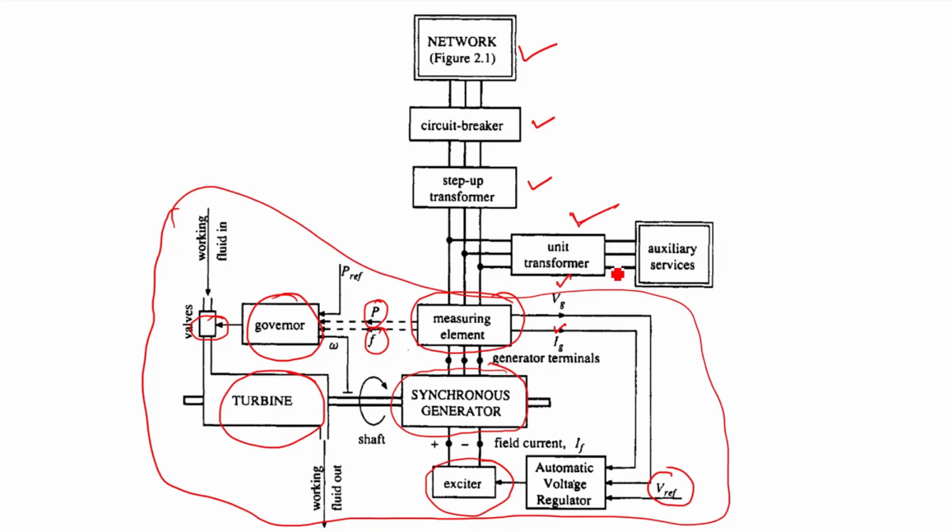Sometimes it is assumed that 10% of the generated power is consumed by the auxiliaries itself. If it is a 200 megawatt generator, then around 20 megawatt is actually used for auxiliary supply. There are various auxiliary requirements.